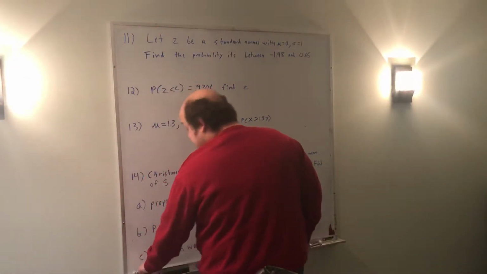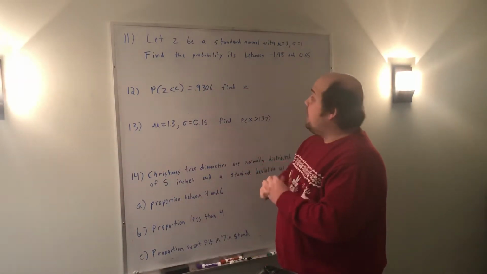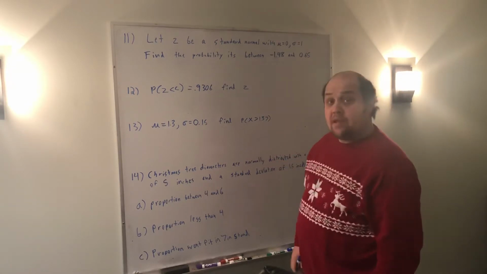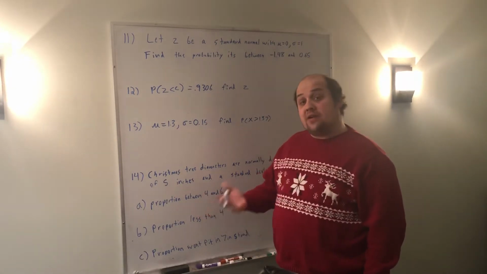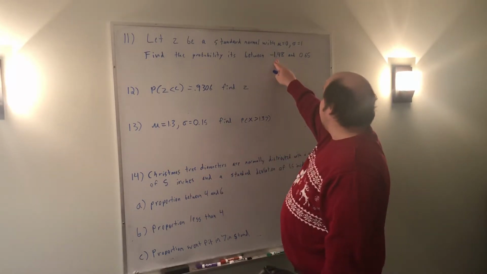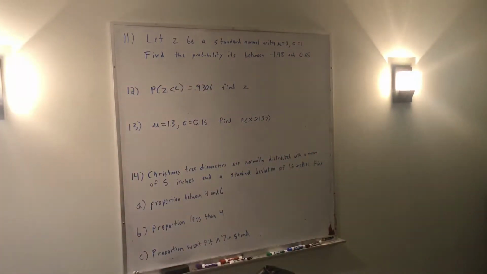The next section of the test deals mostly with the normal table. Question number 11 basically just asked me to look up two z-scores and find the probability in between by doing larger table value minus smaller table value. It gives me the z-scores negative 1.48 and 0.65. So I'm going to go to my table.